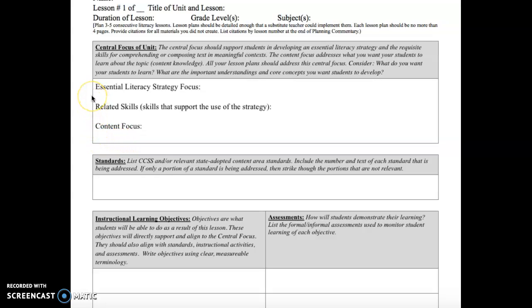So a central literacy strategy focus has to do more with the objectives that the students will learn about literacy, what they will improve on, and related skills, so skills that support the use of the strategy. What other skills will they obtain in order to accomplish this or because of this throughout the lesson?